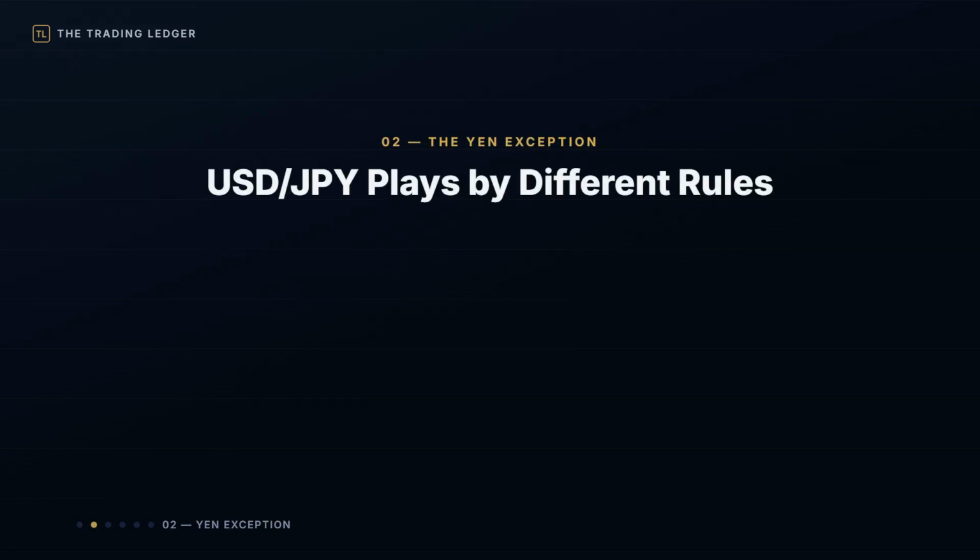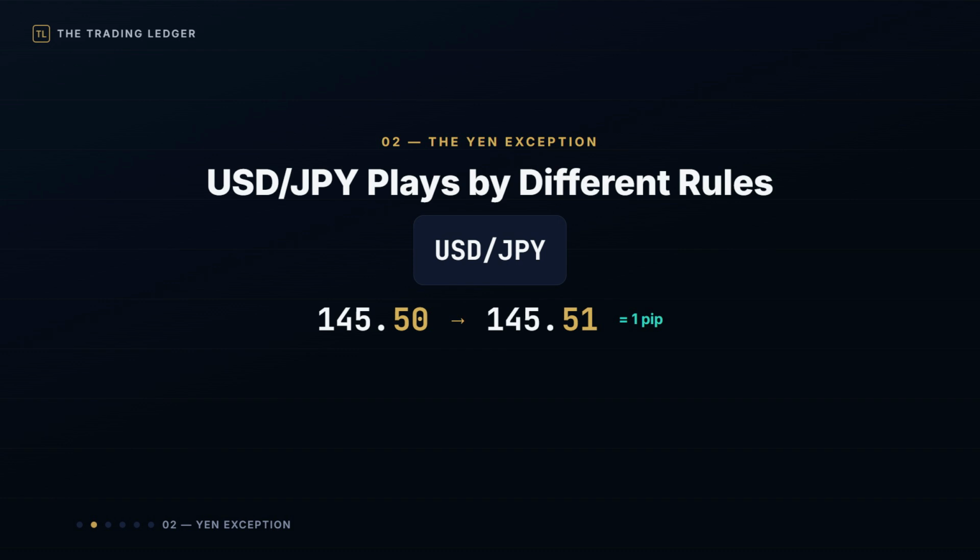Now, there is one important exception you need to know about, and that's currency pairs involving the Japanese yen. For yen pairs, like the US dollar versus the yen, or the euro versus the yen, the pip is the movement of 1 unit in the 2nd decimal place, not the 4th. So if the US dollar versus the yen moves from 145.50 to 145.51, that's 1 pip.